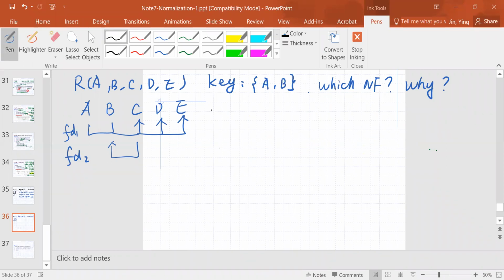Okay, so let me start from the beginning. First of all, I want to check whether R is in BCNF or not. This is very similar to the exercise we just did. In order to do that, I need to check FD1. AB is the left-hand side. I want to see if this is a super key or not. And this is a super key.